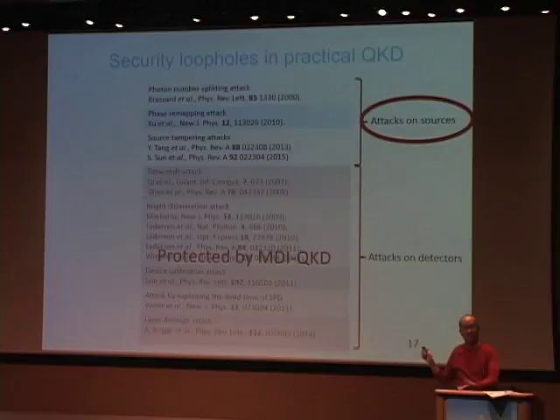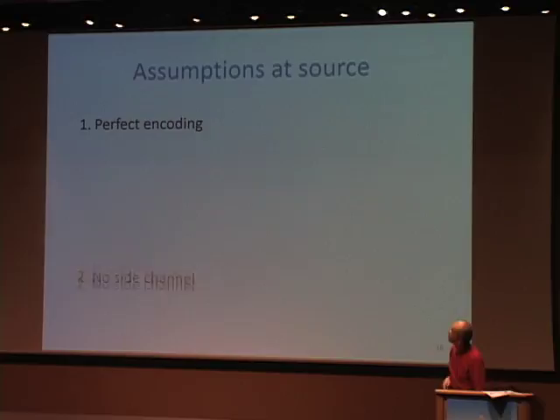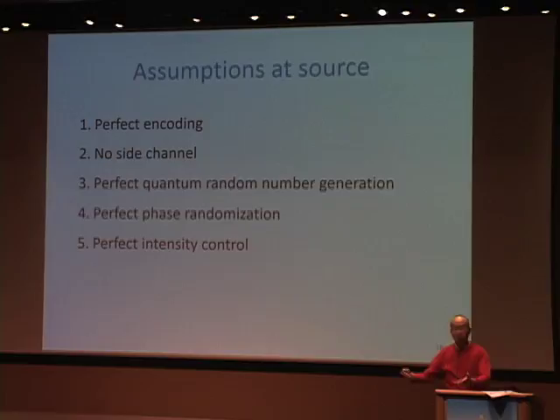The way I think about it is the following. Let's think about what assumptions we actually make at the source and try to write them down carefully. This is what I have got so far. Of course, there will be more assumptions if we think more carefully. Previously, at least 5 years ago, if you asked me, we assumed the encoding is perfect. And we assumed there's no side channel. We assumed perfect quantum random number generation. The phase is really random, so it's a perfect phase randomization. And the intensity is under control. We know exactly what intensity we're sending.